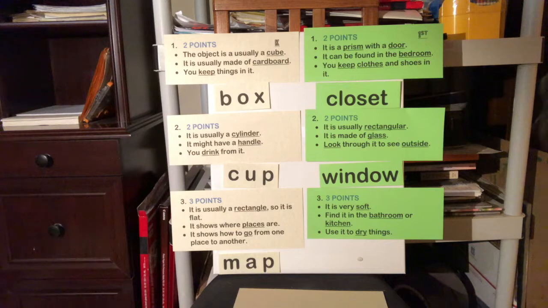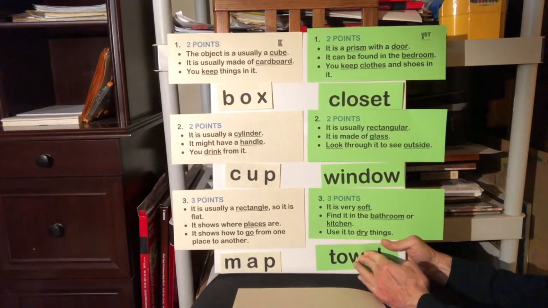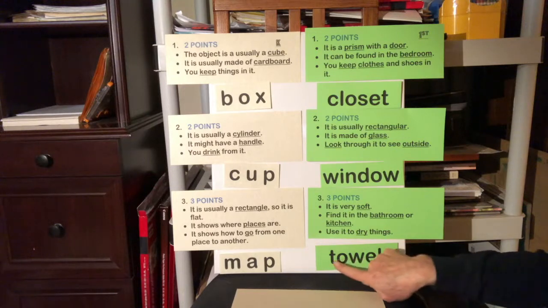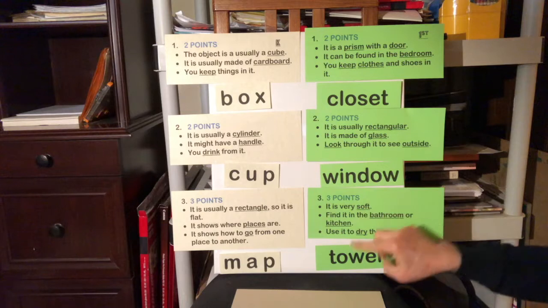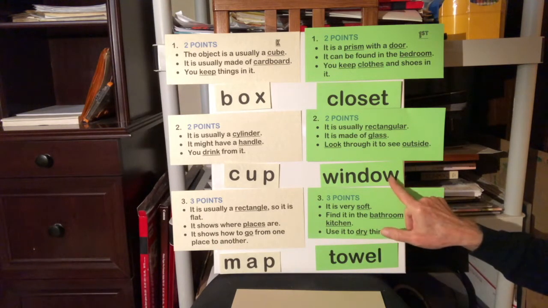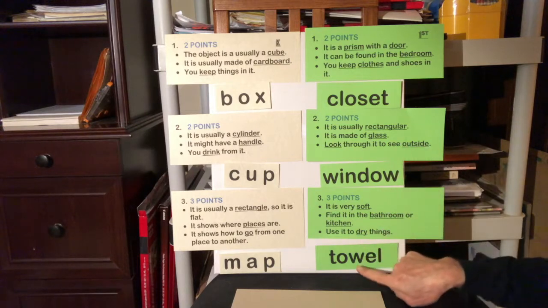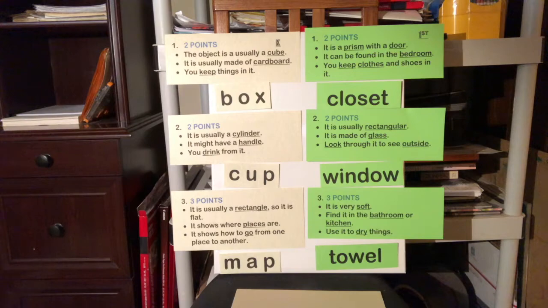What can you find in the bathroom or the kitchen that you use to dry things, and it is very, very soft? This is the object that you're going to be looking for. It's another 2-clap word. It has another OW, but these 2 OWs make different sounds. This makes one of the OW sounds, this makes the other one. When you figure that out, find it, give yourself 3 points.